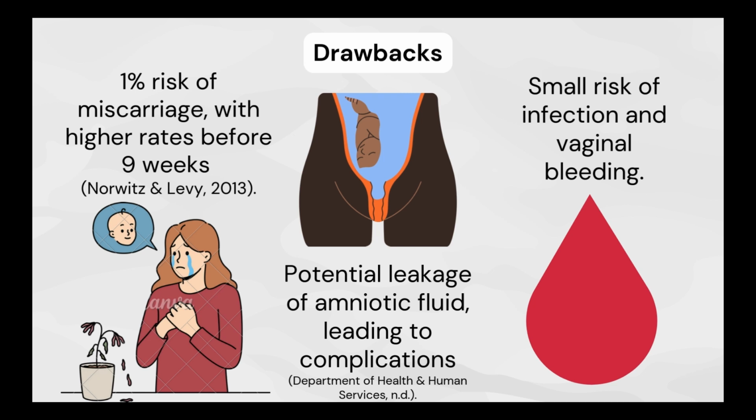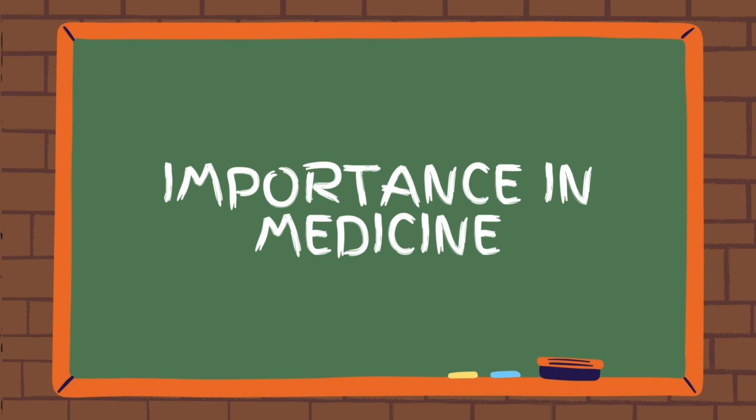Now, let's talk about some drawbacks to CVS. One disadvantage to CVS is that the risk of miscarriage with this method is about 1%, with even higher percentages if performed before 9 weeks of pregnancy. Additionally, similar to other prenatal tests, there are some small risks of infection and light to heavy vaginal bleeding. It might also lead to the leakage of the amniotic fluid, which is the watery fluid that surrounds and cushions a developing fetus. In case of leakage, it might be the reason for other pregnancy complications such as stillbirths. With the dangers in mind, one should discuss with their healthcare provider beforehand to see if CVS is right for them.